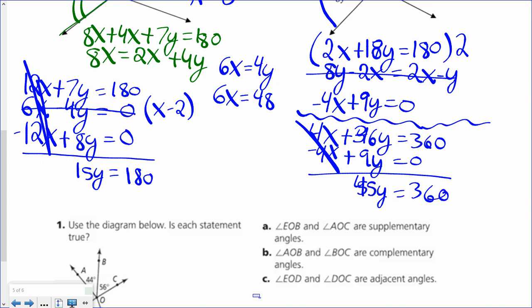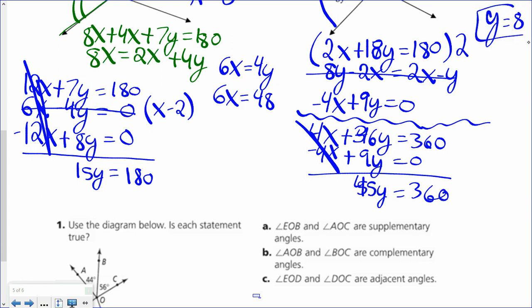Alright, so we have 45y equals 360. Sorry, that was my bad. I wrote 4 instead of 3. So what's 360 divided by 45? What is it? So y is 8. Right?